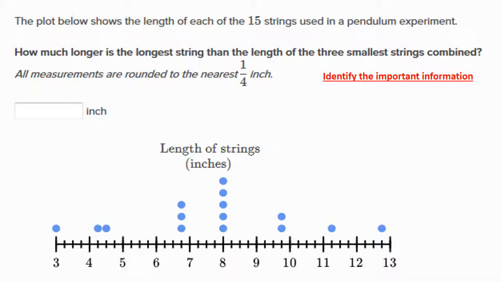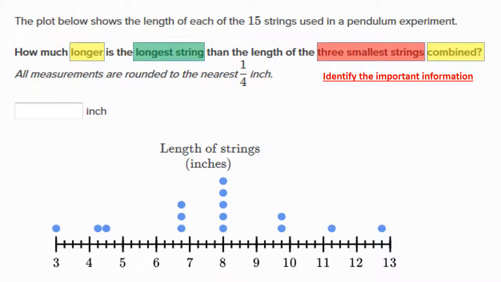Well, let's start again by identifying the important information needed to solve the problem. We do that by going back and rereading the problem. How much longer is the longest string than the length of the 3 smallest strings? And the key word here is combined. Now we have the important information.